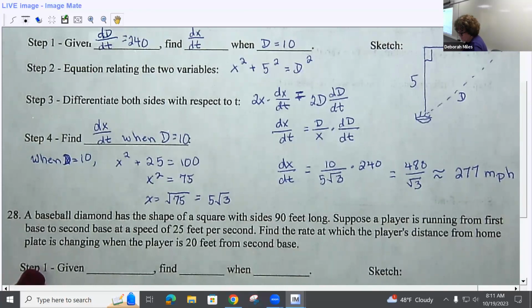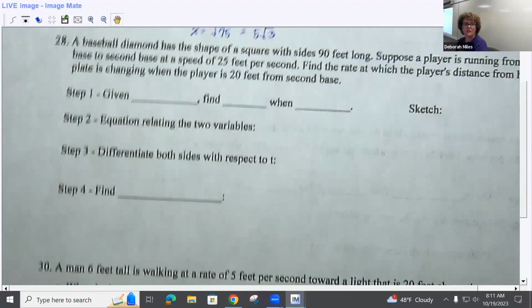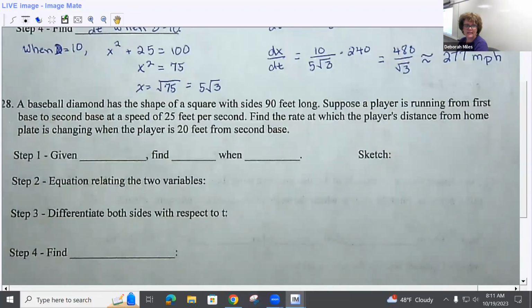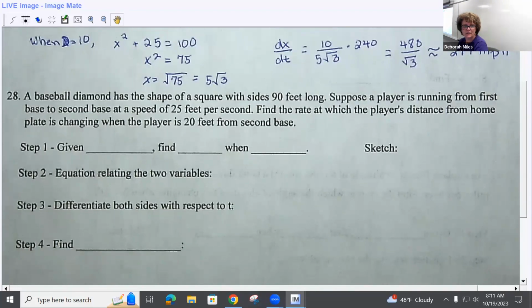All right. I think number 28's a little more interesting. I had to squint a little bit harder the first time I did it. I have an animation for this in Momentum also. A baseball diamond is the shape of a square with sides 90 feet long. Suppose a player is running from first base to second base at a speed of 25 feet per second. All right. What is it? What's your running 25 feet?